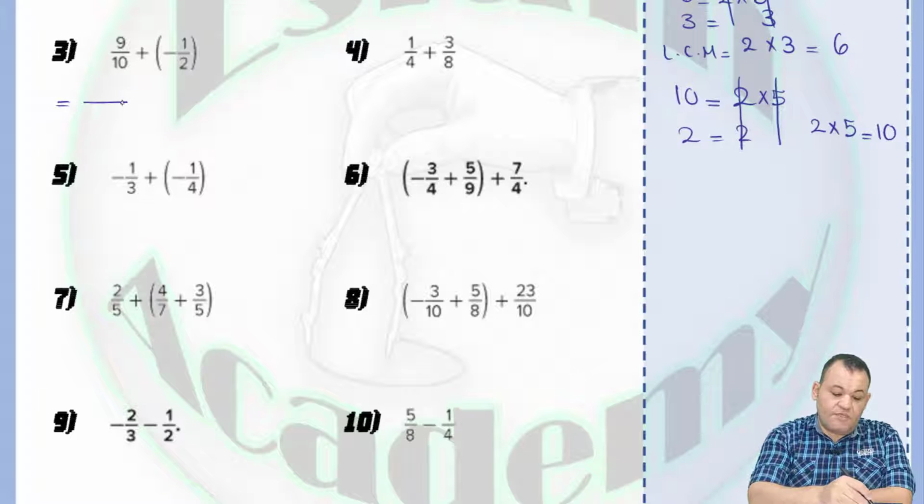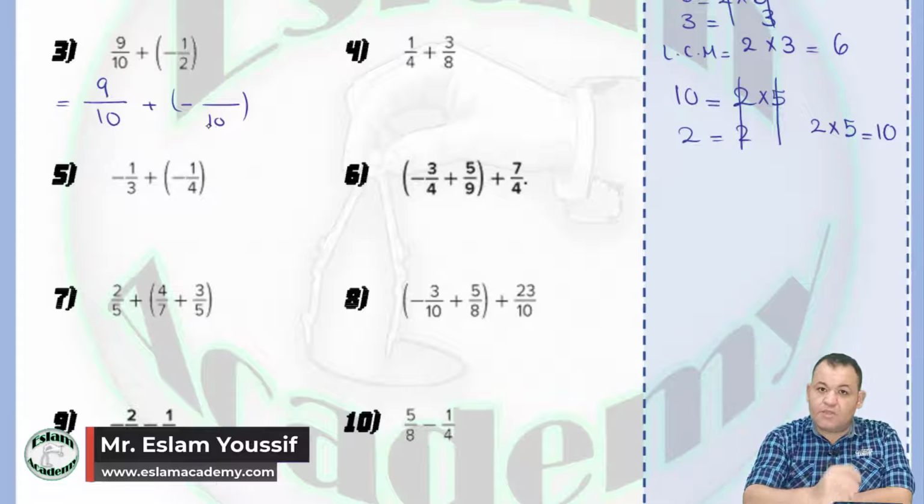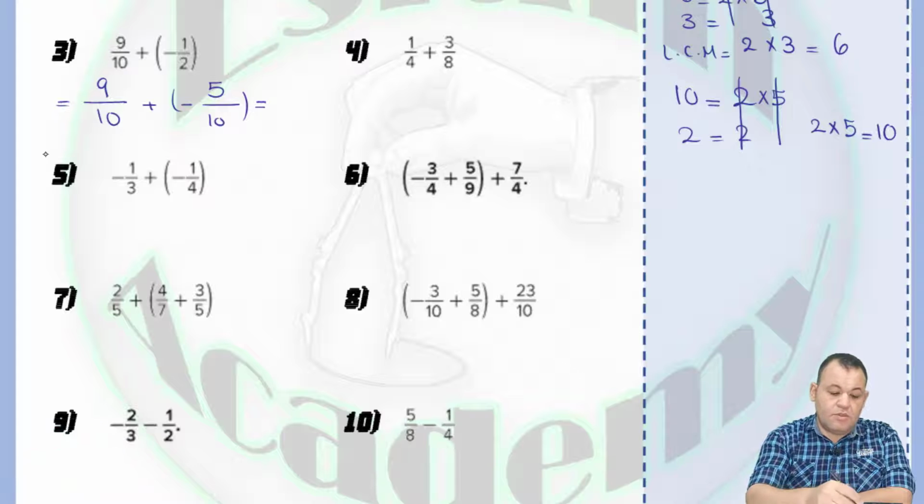So that will be 10 for the first fraction, plus, write negative, and the second also will be 10. For the first fraction, there is no change, so I will just write 9. For the second fraction, 2 becomes 10 if you multiply it by 5, so 1 times 5 equals 5. Now just write 10. The first fraction is positive, 9 is a positive value, and 5 is negative. 9 is greater than 5, so the answer will be positive. The two numbers have different signs, so I will subtract them. 9 minus 5 equals 4.